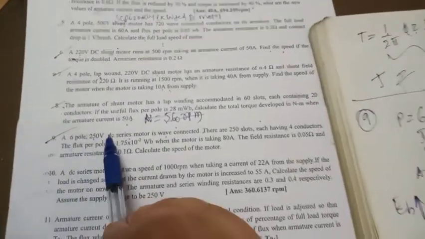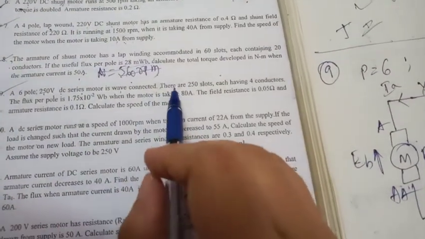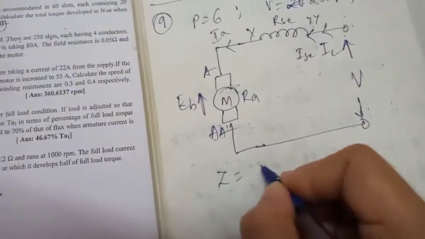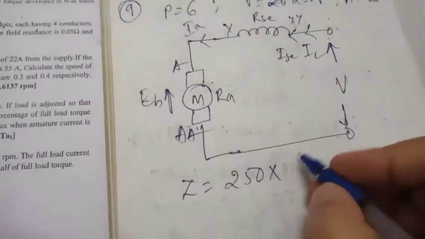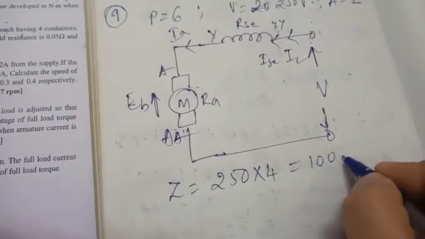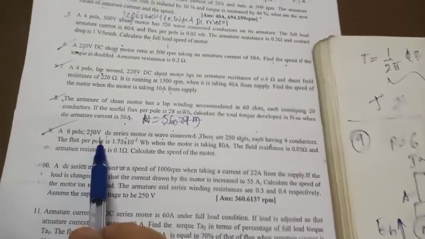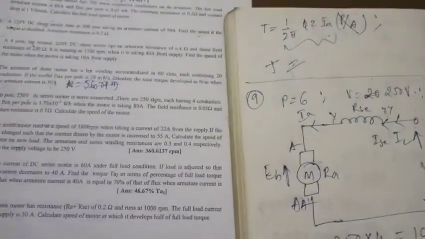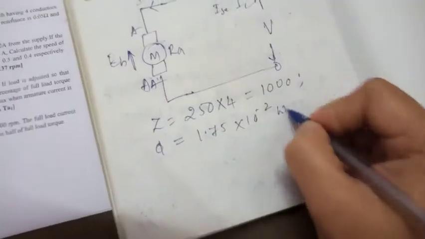So a 6 pole 250 volt DC series motor is wave connected. Wave connected means the number of parallel paths is 2. There are 250 slots. So Z is equal to 250 into each slot having 4 conductors. So 250 into 4 is equal to 1000 armature conductors. The flux per pole is 1.75 into 10 to the power minus 2 Weber.